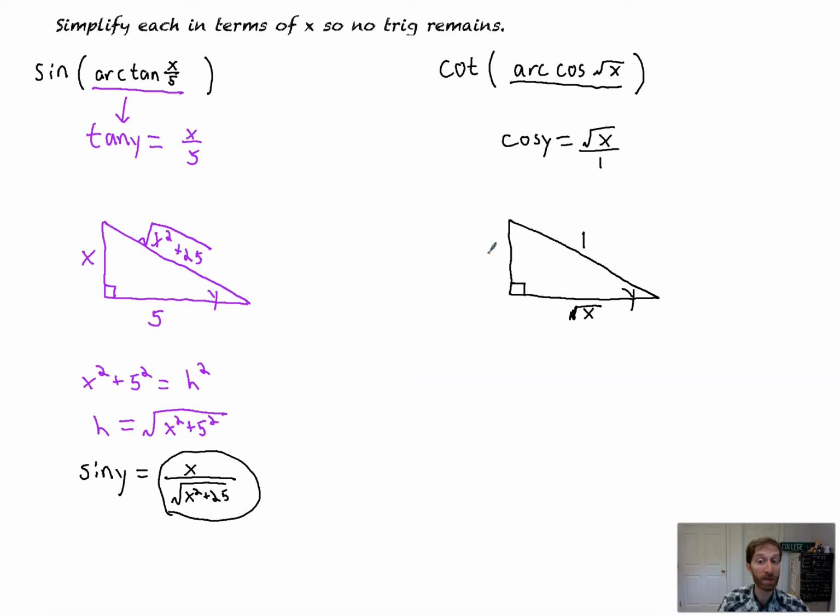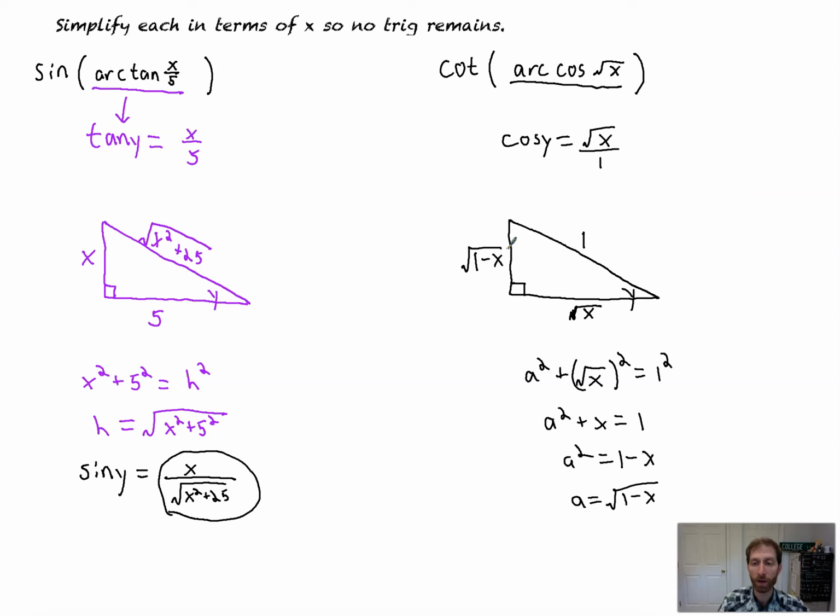Now to find this, we need the Pythagorean theorem. Again, I'll call that just, well, I don't know, a. So a squared plus root x squared equals 1 squared using the Pythagorean theorem. So now I've got a squared plus x equals 1. So a squared equals 1 minus x, and a would equal the square root of 1 minus x. So now that a value right there has become the square root of 1 minus x.